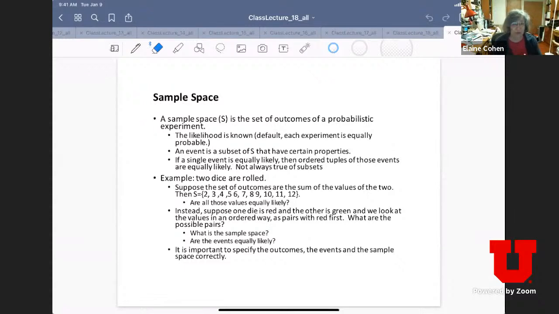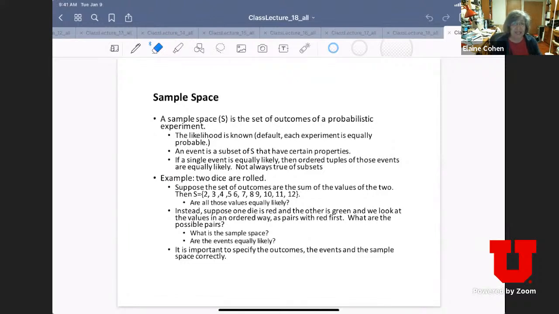Let's remind you that when we're talking about probability, we're talking about experiments. And experiments have a sample space, namely, what are all the possible outcomes of the experiment? And we assume the likelihood of the possible outcomes is known. So up to now, and for at least part of today, we're assuming that the events have equally likely outcomes. But that's not necessarily the case, and we're going to go into cases today where it's not true.